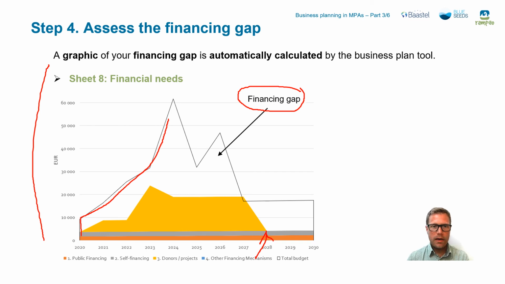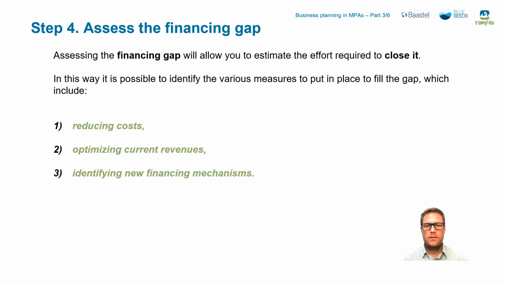In this example, the MPA is projected to have no financing gap in the year 2027. The financing gap is otherwise always positive, meaning that the MPA is almost always lacking funding resources to reach all of its conservation objectives. So to conclude, assessing the financing gap will allow you to estimate the effort which is required to close it. And in this way, it will be possible to identify various measures to be put in place to fill this gap. And we will see these measures in the following videos.